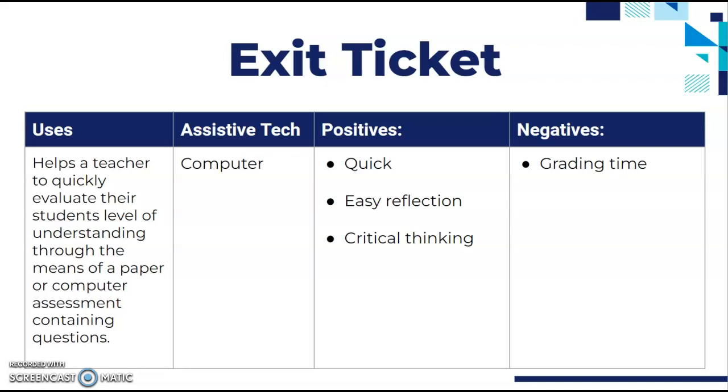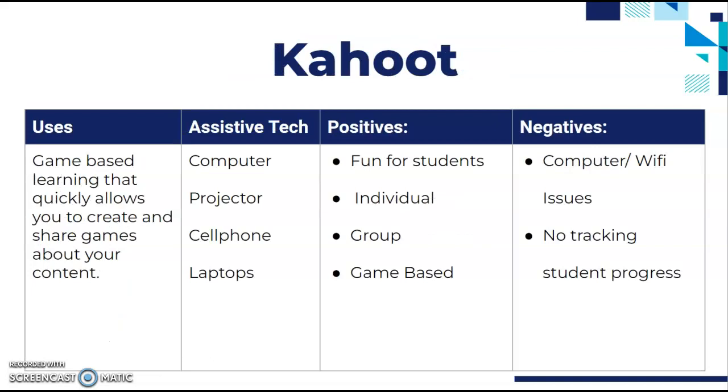The next form of informal assessment I like to use is Kahoot. Kahoot is a great game-based method of evaluating your students' knowledge. Students are involved with either their cell phone or their school-provided device, and they play by watching the board, which will have the teacher's screen displayed. Some positives of Kahoot are that it's really fun and engaging for students, and they can either play individually or in a group, which also adds a little extra fun.